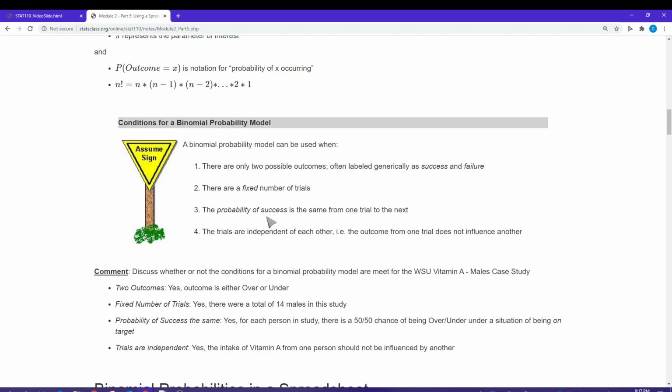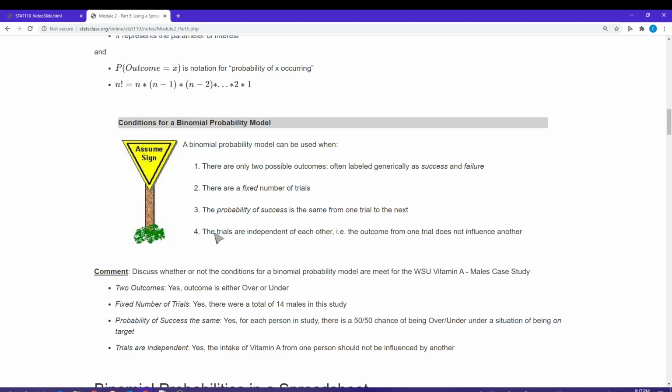The probability of success has to be the same from one trial to the next. So when I put that quantity in the P box on my simulation app, that same P quantity needs to be used for all of the simulations. And then the trials must be independent of one another. One trial can't influence the other.